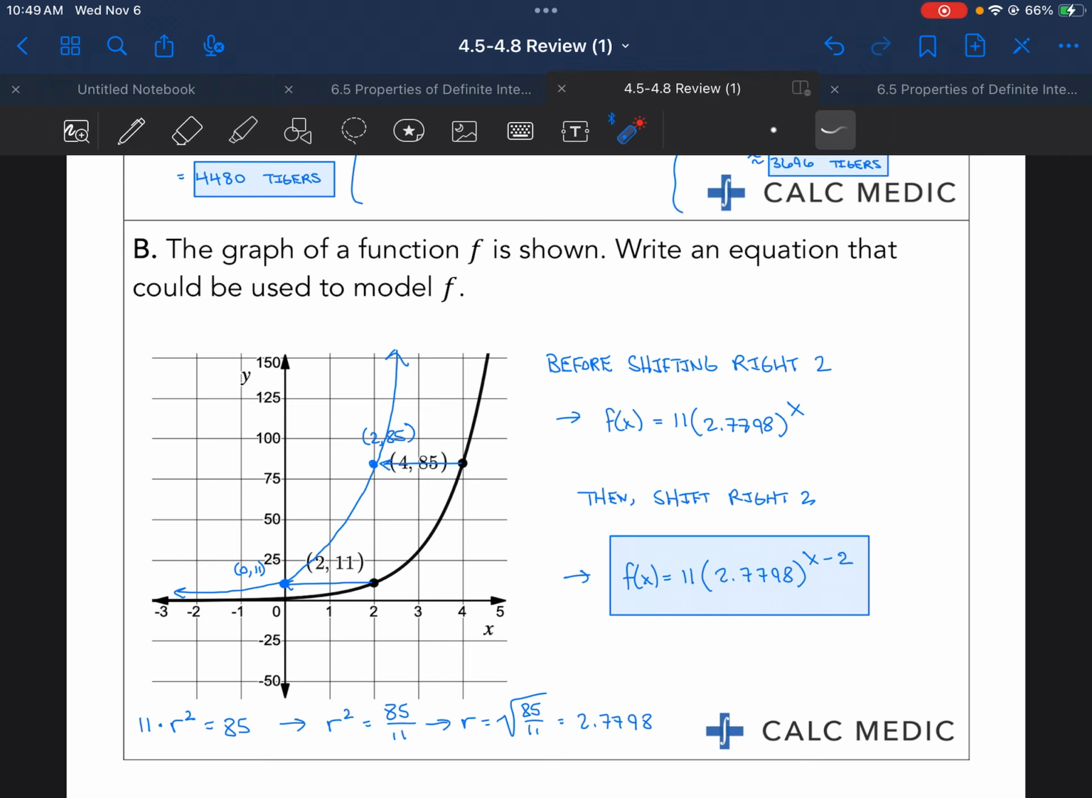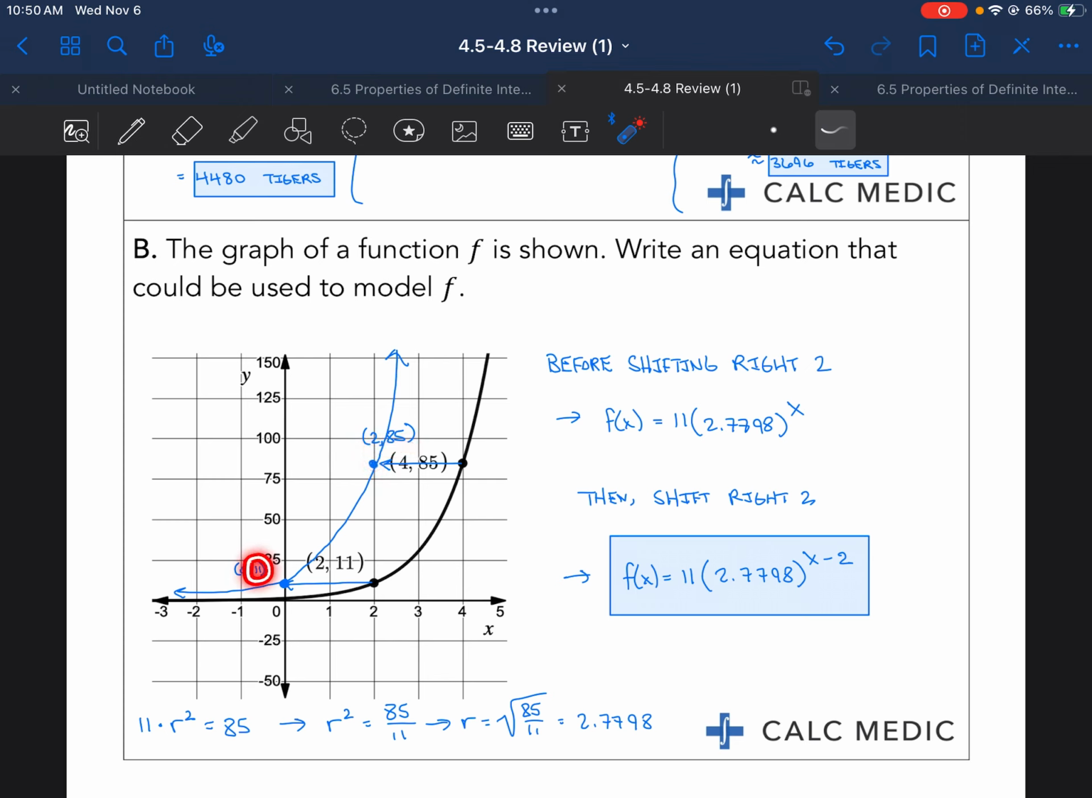If I shifted this graph to the left 2, then I would have a y-intercept at (0, 11), and I'd have this point as (2, 85). So what I did is I took this new line and I found an equation for this line that would have a y-intercept at (0, 11). So we can see here, y-intercept at 11. Now we've got to figure out the common ratio from (0, 11) to (2, 85).